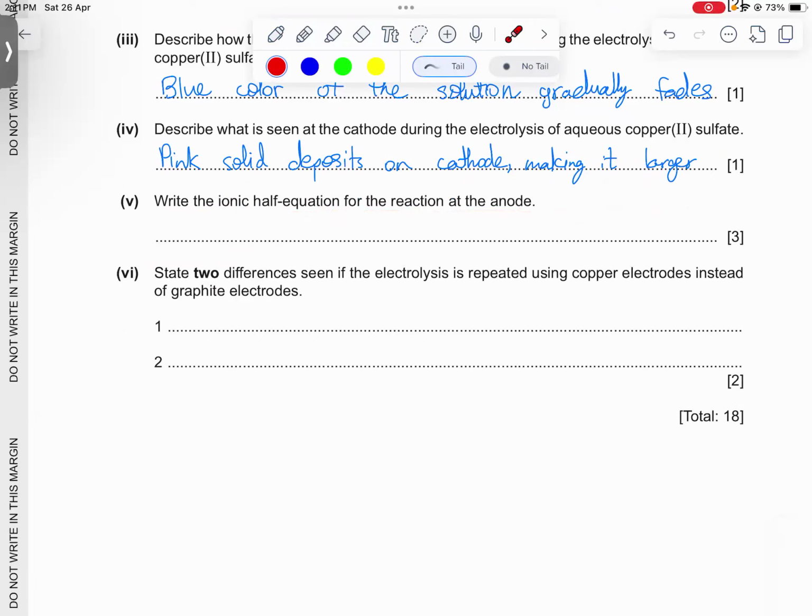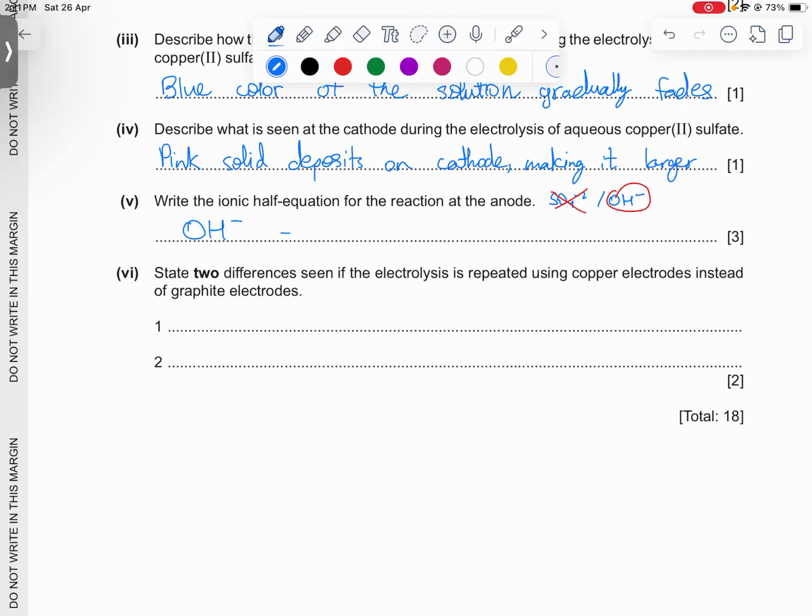So what would the reaction be at the anode? At the anode, we know that there is sulfate ion in the solution and there is hydroxide ion in the solution. In this condition, the hydroxide ion will get discharged because sulfate is way more reactive, right? Sulfate is very much reactive. So we write the ionic equation of hydroxide ions.